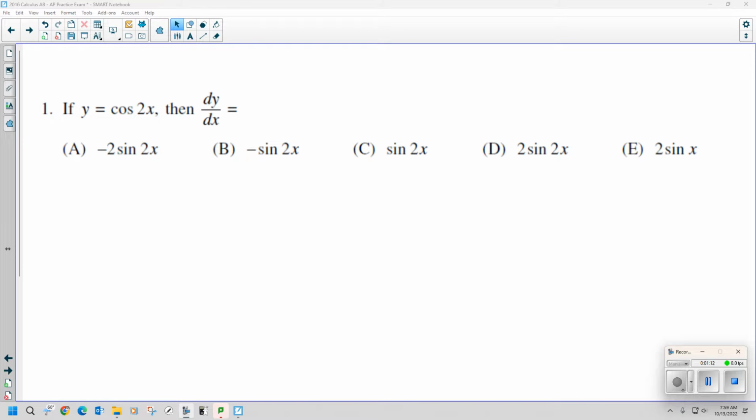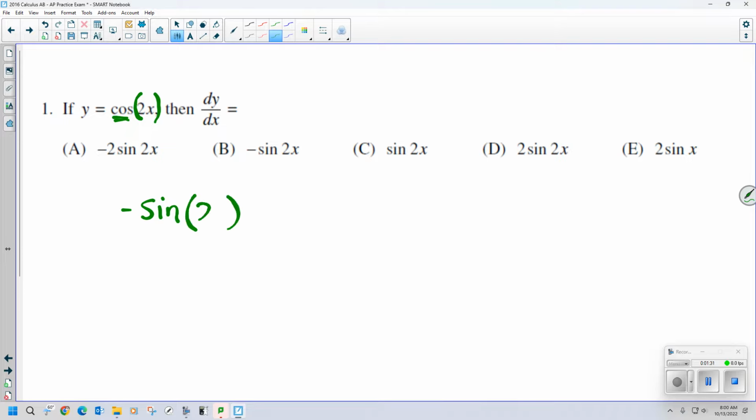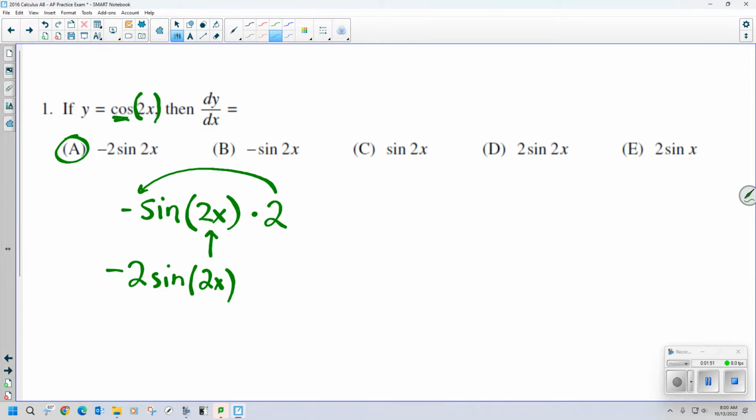Good simple problem to get us going today. If y equals cosine of 2x, then dy/dx equals. All right, let's start rolling right into this. We have an inside, so we're going to use the chain rule. The derivative of cosine is negative sine. The chain rule tells me that the inside will stay the same. Then I multiply by the derivative of this inside, which is just 2. And we like to put our 2's out front. So I'll say negative 2 sine of 2x. And that is our answer, and that is choice A. Good, simple one to start.